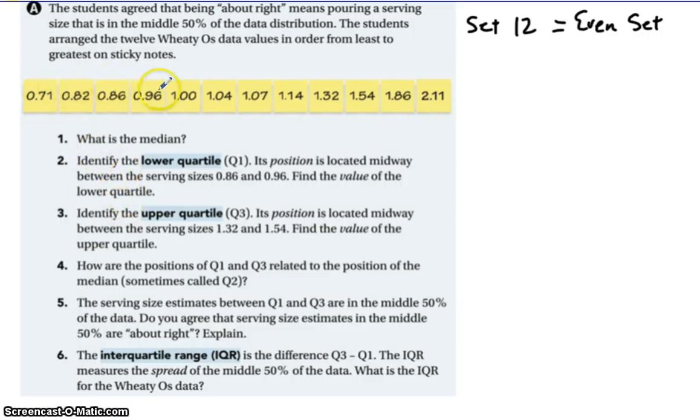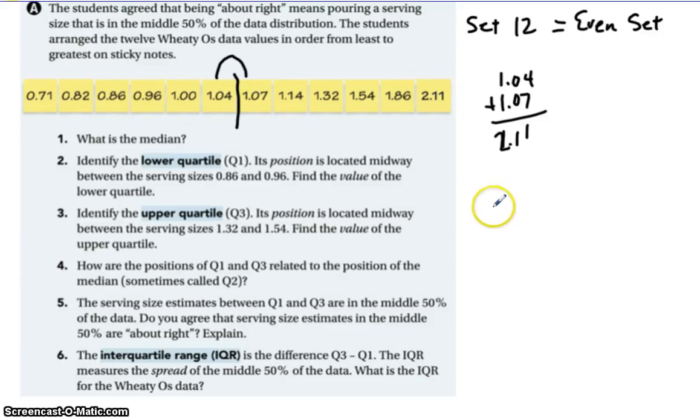1, 2, 3, 4, 5, 6 from each side. So that means the median is going to be here because the median comes in the middle. All right, so the value of the median, since it's in an even set, is going to be determined by the mean or average of the two numbers. So we're going to take these two and average them together. So what I want to do is take 1.04 plus 1.07 and add those together. I'm going to get 2.11.